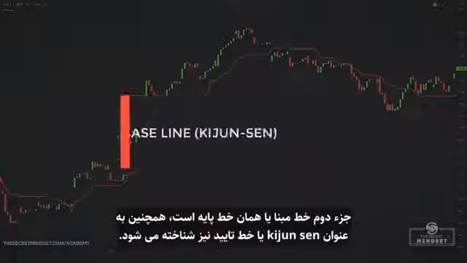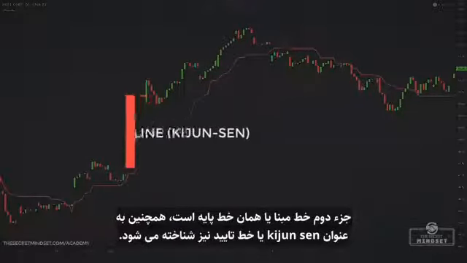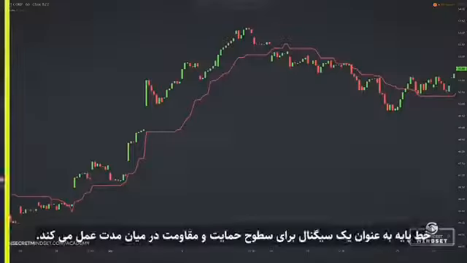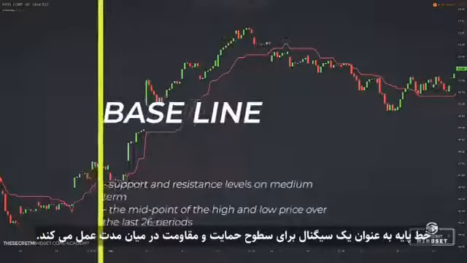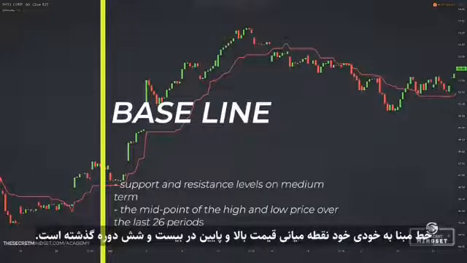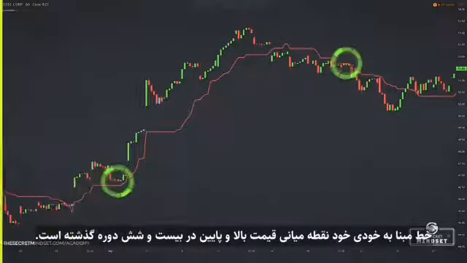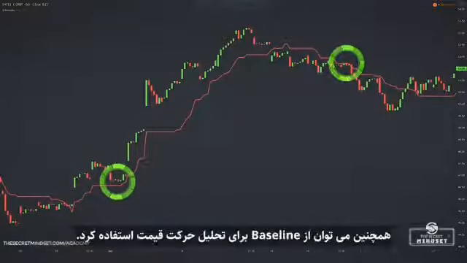Second component is the baseline, also known as the Kijun-sen, or the confirmation line. The baseline serves as a signal for support and resistance levels on medium term. The baseline is the midpoint of the high and low price over the last 26 periods. On its own, the baseline can also be used for analyzing price momentum.